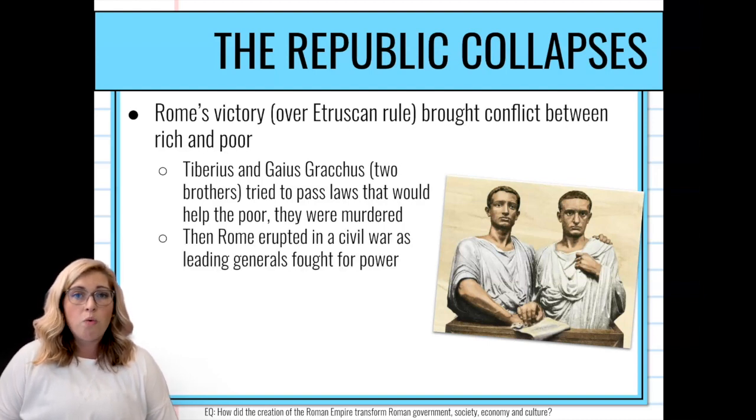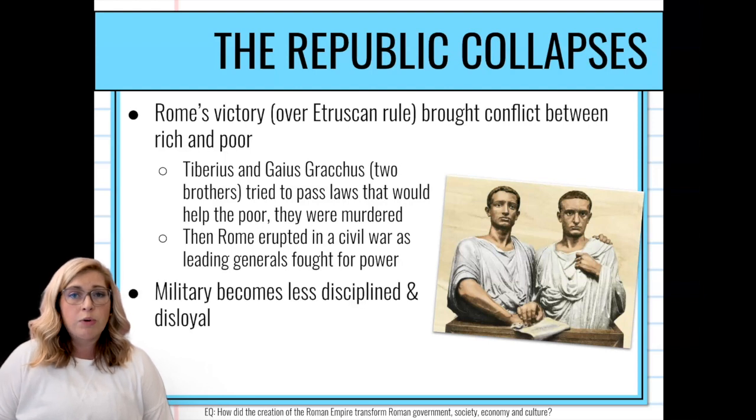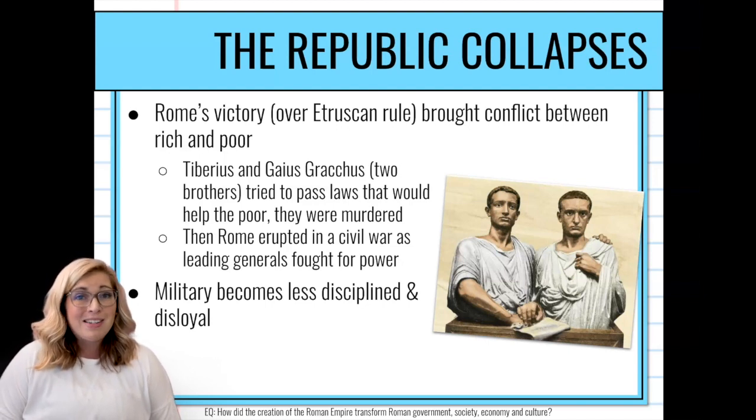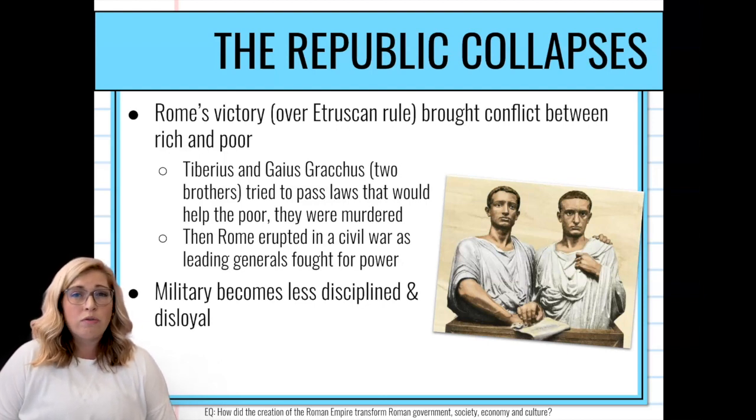As a reminder, a civil war is when a country fights itself. And it ultimately leads to different generals throughout the Roman army vying for political power. We talked in the previous lesson that the military had been very strong, well feared, disciplined and regimental. Unfortunately, it basically falls apart. They become very undisciplined, disloyal to the Roman Republic.